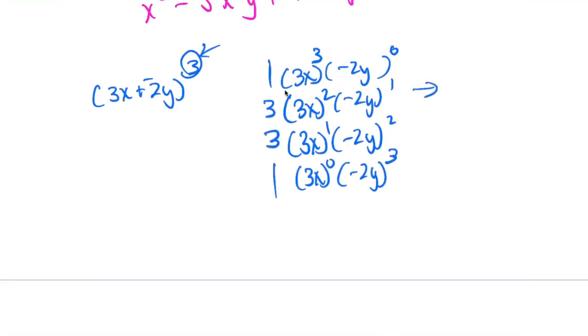You can check it. Take the top, 3 factorial over 2 factorial, 1 factorial. Gives you 3, then 2, 1 cancels out, and so you get 3 for it. Both of these are the same thing. So on a grander scale, what if you had (3x minus 2y) to the 8th?